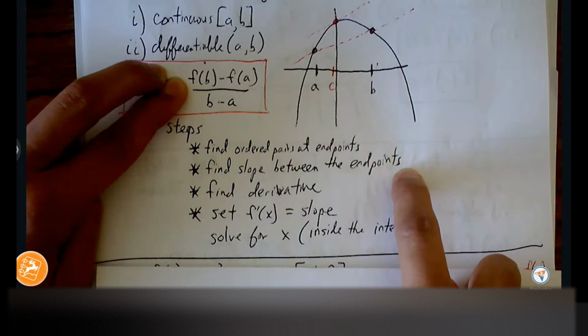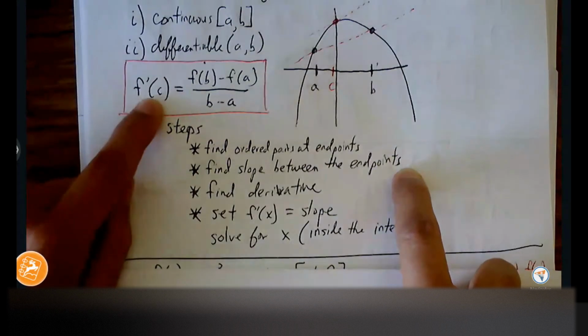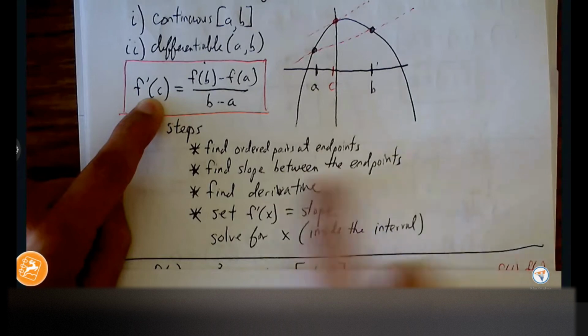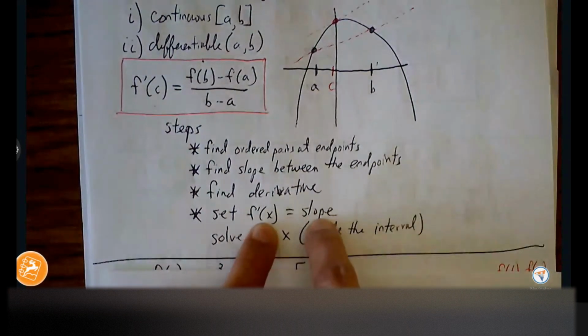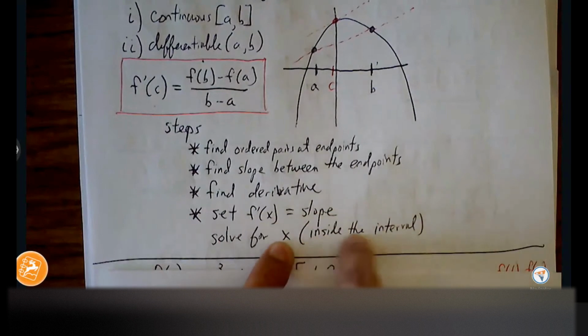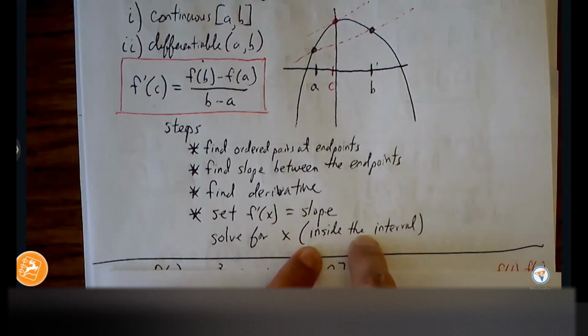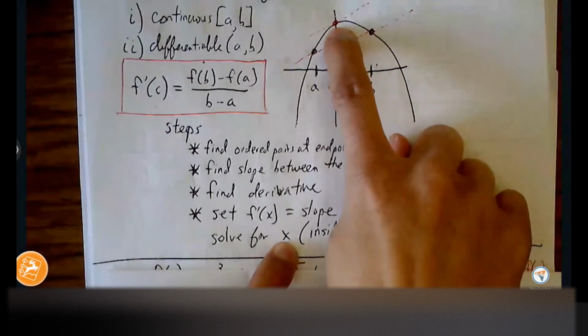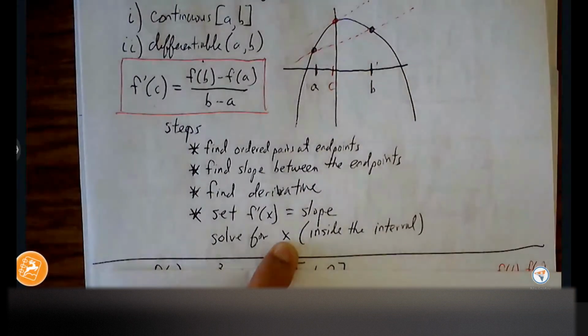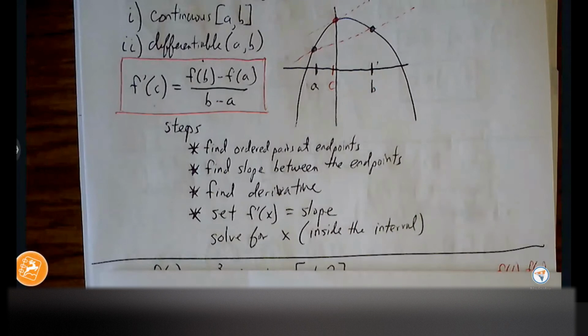Okay. Then we can take the time to find the derivative. And once you find the derivative, you can set that slope value of 5 equal to the derivative. And when you solve for x, again, we only care about what's inside the interval. When we solve for x, we find a location where that specific steepness on the graph exists.